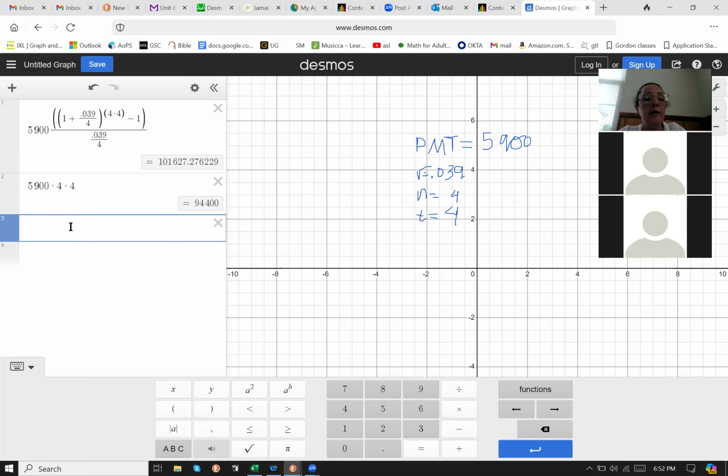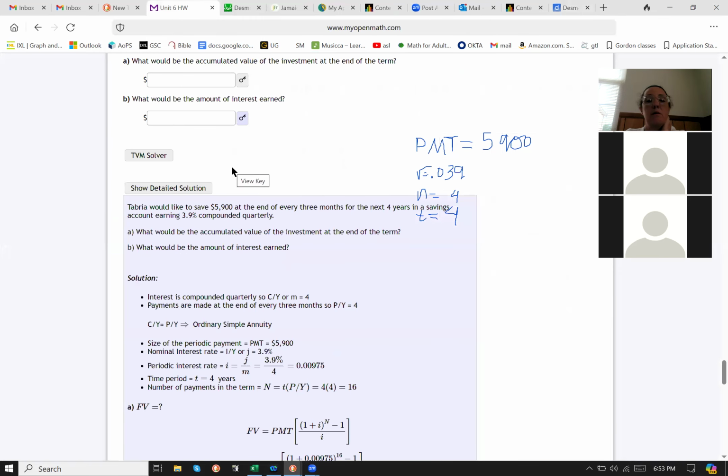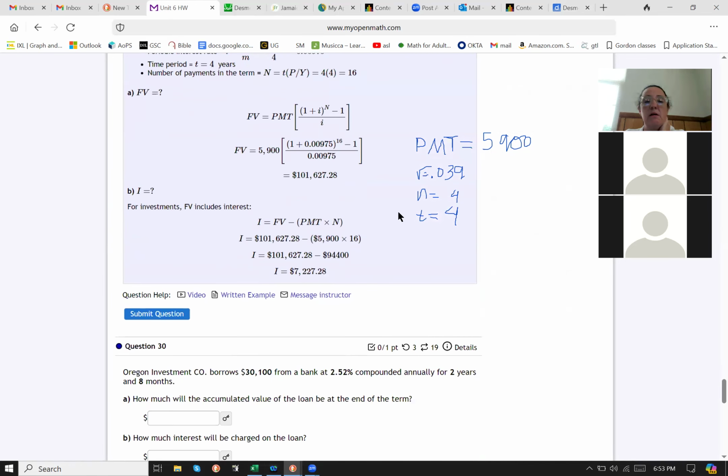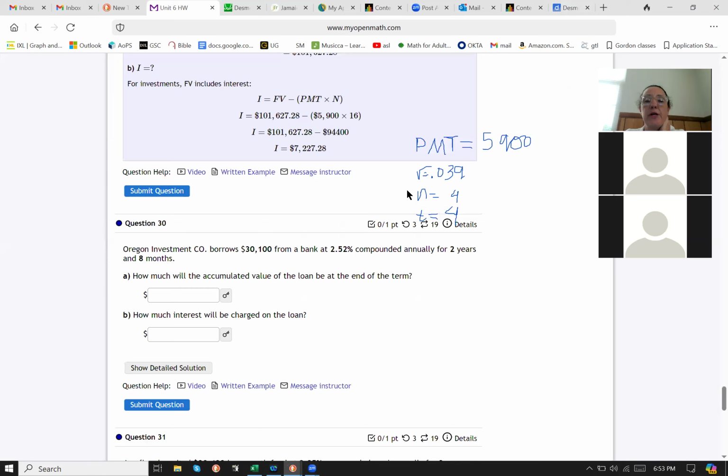So if we take $101,627.28 minus 94,400. Keep in mind that Desmos doesn't recognize the commas. That shows you that $7,227.28 was the interest earned. Okay, that was question number 29. And now we're ready for number 30.